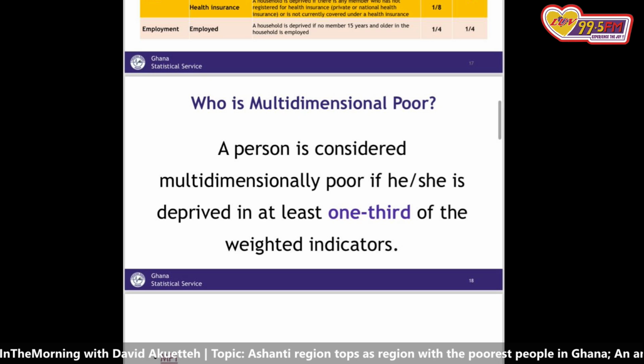Now, the multidimensional poverty framework was propounded by what we call the Oxford Poverty and Human Development Initiative at the University of Oxford, where they look at 10 indicators and 3 dimensions of poverty. So let's pick it systematically. They are looking at 3 dimensions where you can measure poverty, and 10 indicators that they use to measure the poverty. Do you understand? Okay.